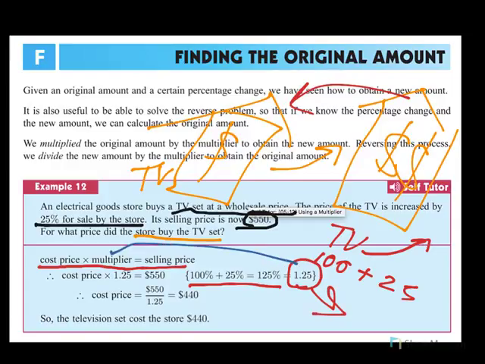You take that multiplier and multiply it by the cost price, which equals 150. Then you take 150 and divide it by the multiplier to get 440. So the cost of the television is 440. Now let's break this down. This might be a little bit confusing, so let's break it down with the next problem.